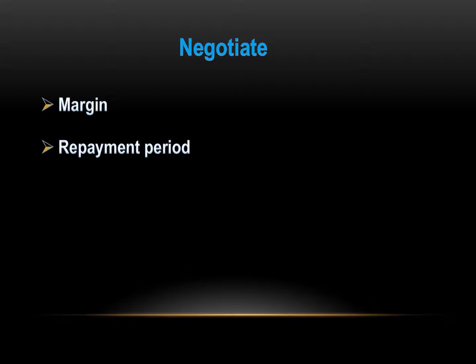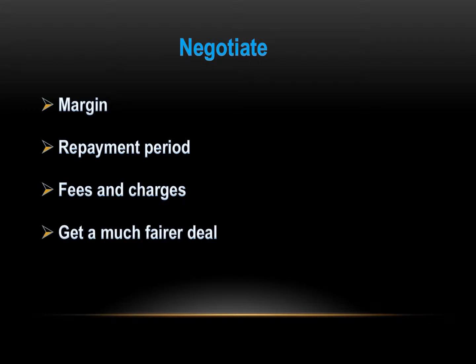Finally, you should negotiate the various fees and charges that come with the mortgage. Aside from lowering the absolute amounts or rates, you can negotiate to improve some of the terms and conditions. So, there you have it, the big 3 that you should consider: interest, repayment period, and fees. Try to work together with the bank on these items so you can get a much fairer deal.